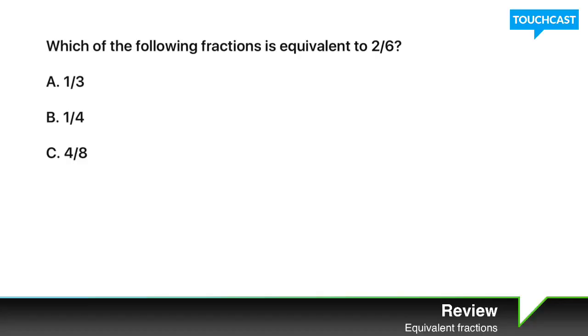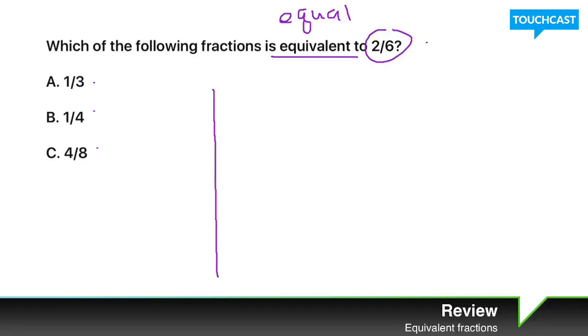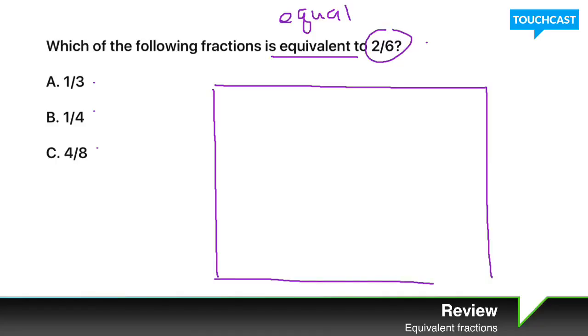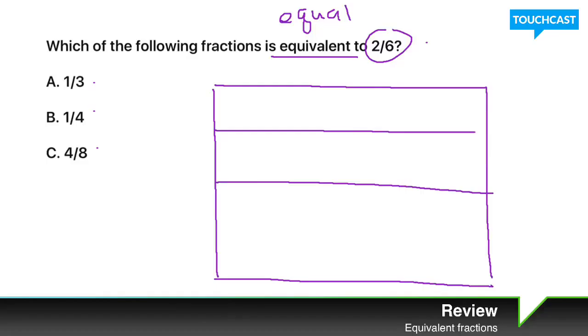Which of the following fractions is equivalent, that means equal in size, to 2 over 6? So the options are 1 over 3, 1 over 4, and 4 over 8. So right now I can see that I have 1, 2, 3, 4 fractions. So what I'm going to do now, and you should be doing on your paper, is I'm going to draw 4 fraction bars. Go ahead and draw 4 fraction bars. Okay. Make them equal in size.